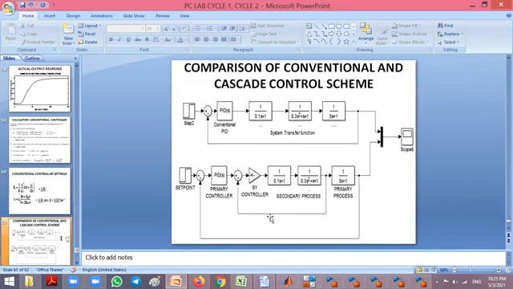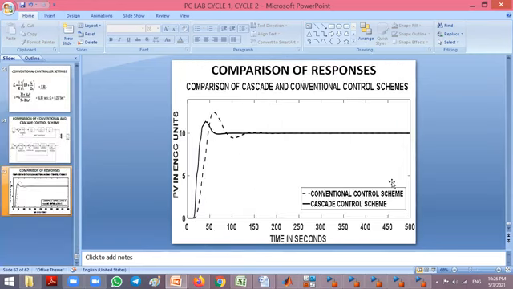Now, we have already done the secondary control scheme, so you implement the primary control scheme. Only one PID, you compare them, you give it a mux, a multiplexer, you connect both the outputs and give it a scope, so you can see the comparison. The response will be like this: the conventional control scheme and the cascade control scheme. The conventional is in dotted line, cascade is in solid line.